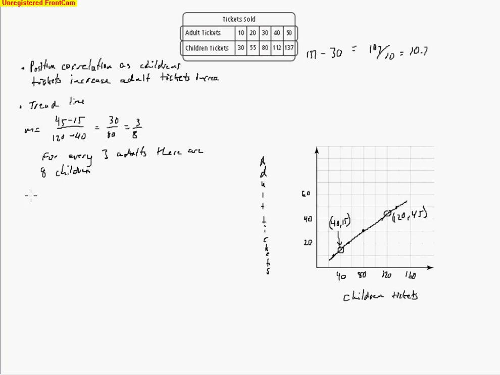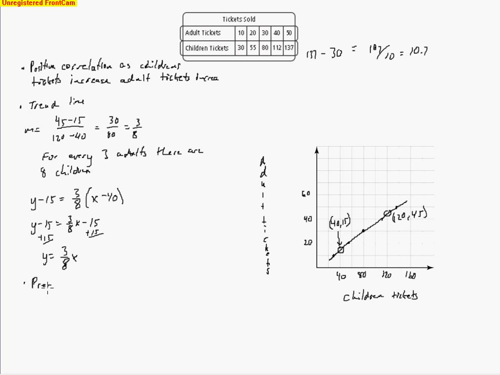So now I'm going to try to write an equation so I can predict it later on. So we go ahead and write y minus 15, and I'll use this point here, the 40, 15, equals then the 3/8 times x minus 40. And I go ahead and distribute, and I've got y minus 15 equals 3/8 x minus, 8 goes into 40 five times, times 3 makes 15. So when I go ahead and add the 15 to both sides, I end up getting y equals 3/8 x. And so it kind of makes sense. It looks like that line's going to go right through the origin, so it looks pretty close. So now let's do some predictions.